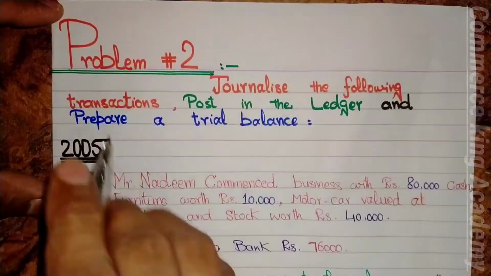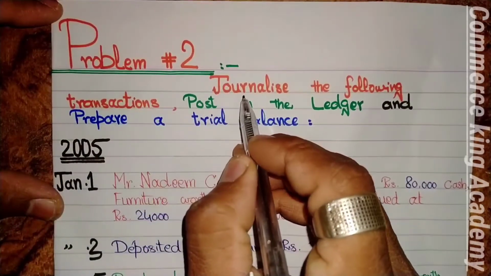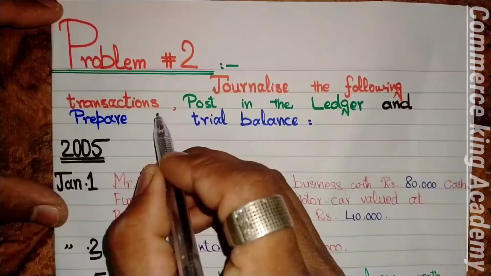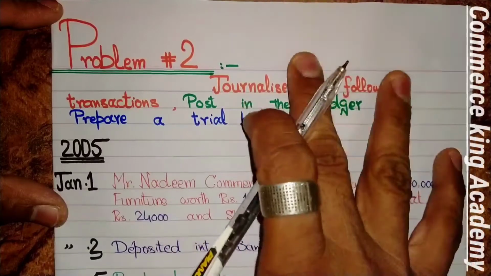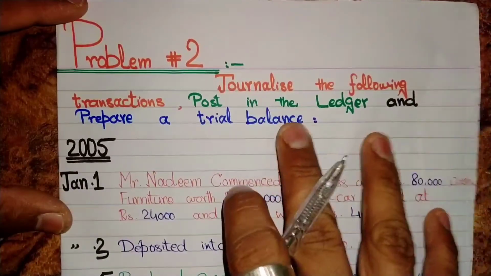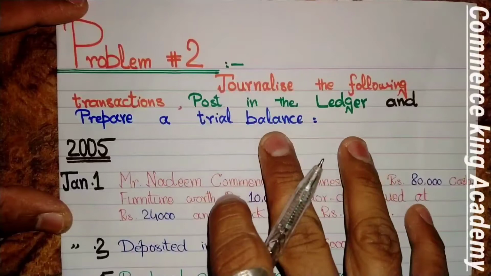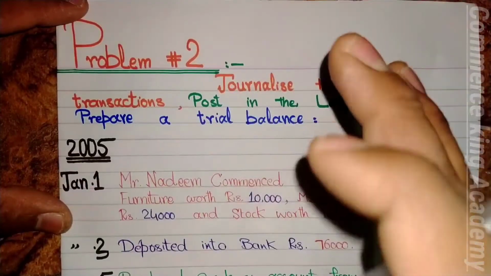You can see here, this is the requirement of problem number 2. Journalize the following transactions and post in the ledger and prepare a trial balance. That's it. Due to the length of the solution of this problem, I have designed for you the structure of the solution of this problem in this way.